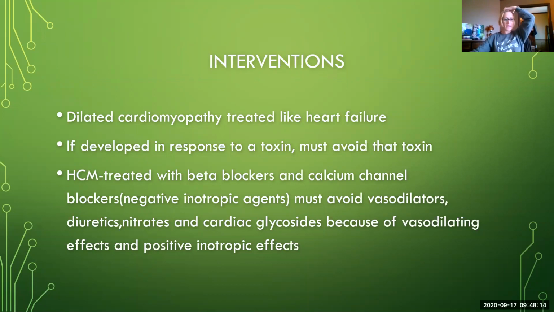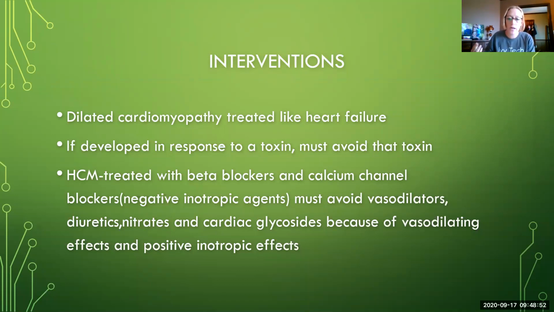So intervention. With dilated cardiomyopathy, again, we're going to treat it a lot like heart failure. If it's a result from a toxin, of course, we're going to avoid or remove that toxin. Hypertrophic cardiomyopathy is going to be treated with beta blockers and calcium channel blockers, so your negative inotropic agents. The negative inotropic agents weaken the force of contraction, and with hypertrophic cardiomyopathy, you don't want anything that's going to strengthen it because the heart is already too bulked up. So we don't want to do anything that's going to worsen that.